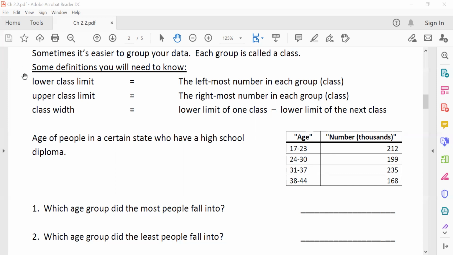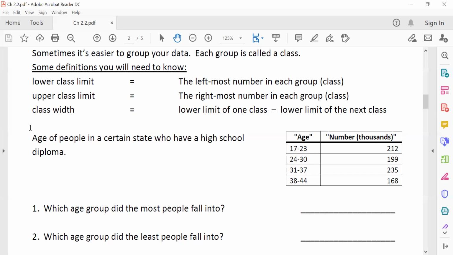A few things we're going to define: the lower class limit. Each of these different rows is a class. This is the class of people 17 to 23. This is the class of people 24 to 30, and so on. Within a class, you have a lower and upper class limit. It's pretty simple: the lower limit is the first number, the upper limit is the second number. So in the third class, the lower limit is 31, the upper limit is 37.